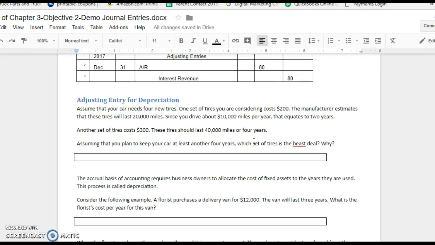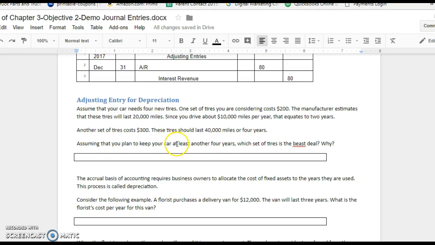All right, we have one more. We're going to adjust for depreciation. Assume that your car needs 4 new tires. One set of tires you are considering costs $200. The manufacturer estimates that these tires will last 20,000 miles. Since you drive about 10,000 miles per year, that equates to 2 years. Another set of tires costs $300. These tires should last 40,000 miles or 4 years.